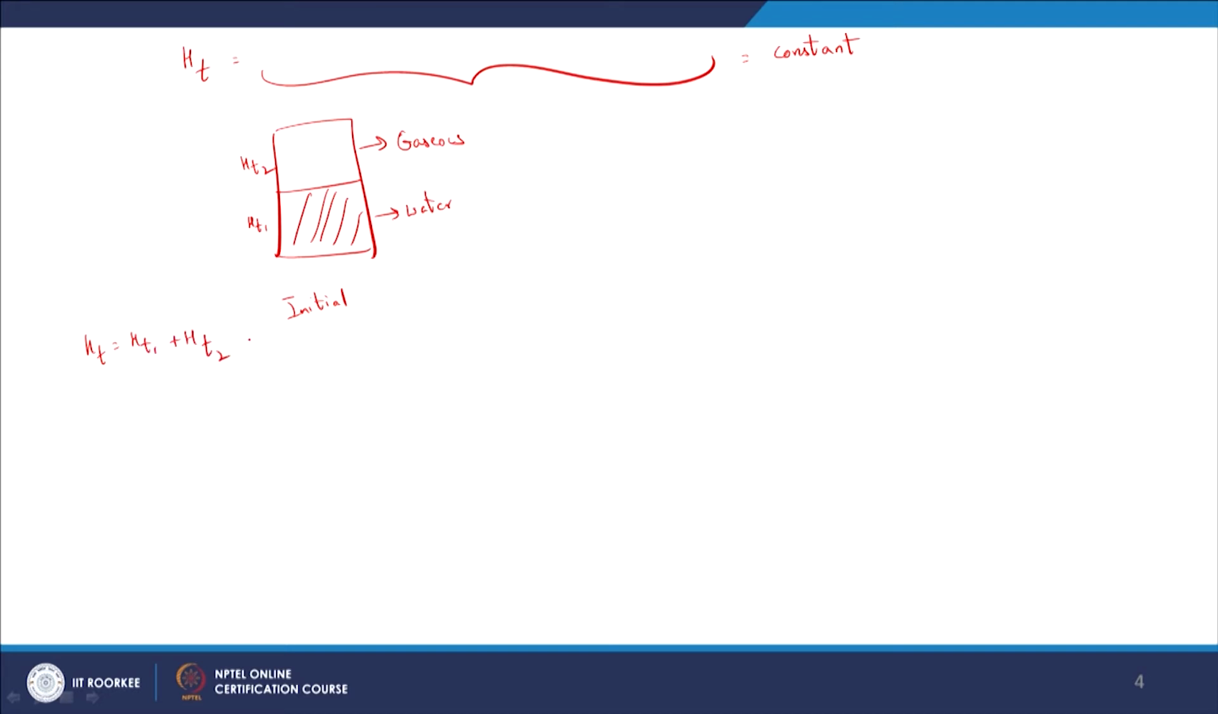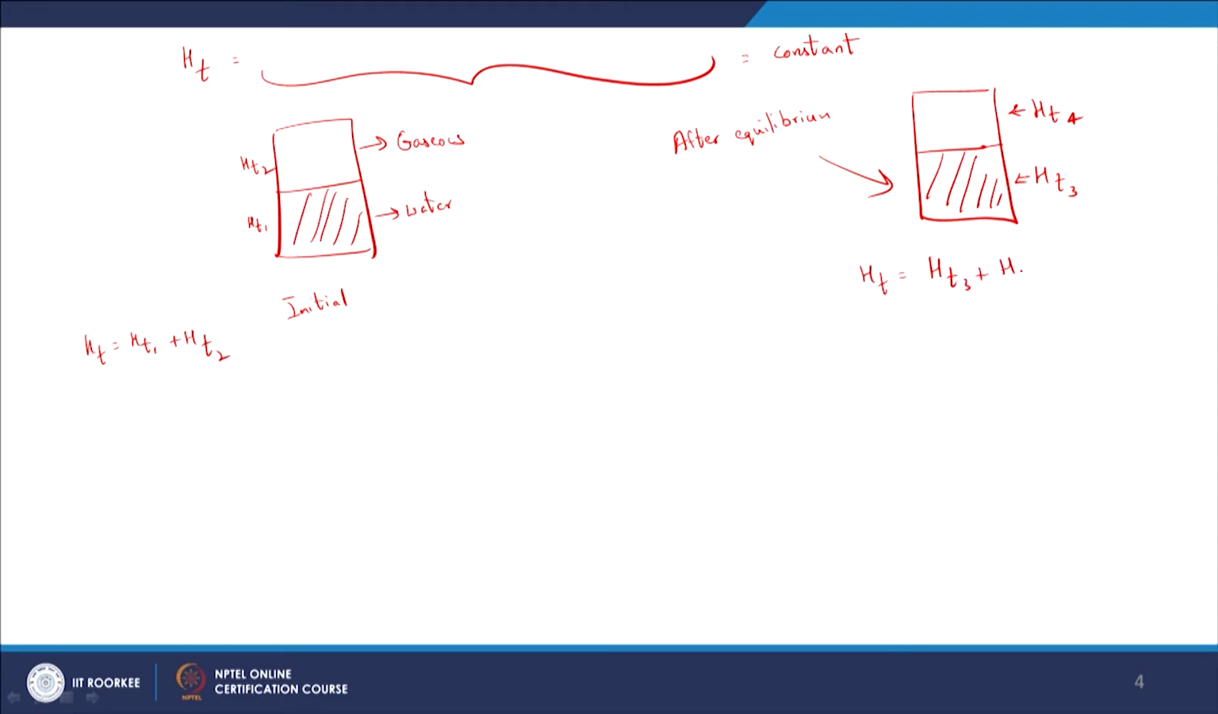This is initially now, but after equilibrium has been achieved, let us say, right, carbon dioxide can move from gaseous to aqueous or aqueous to gaseous. So, now it is going to change. So, now we are going to have HT3 and HT4 now, right. HT3 is the H total in the aqueous phase, HT4 is the H total in the gaseous phase, right. So, this is after equilibrium now. So, the H total here is going to be equal to HT3 plus HT4 now, right. So, again the total number of moles are going to be constant. So, obviously we need to look at the volume too.